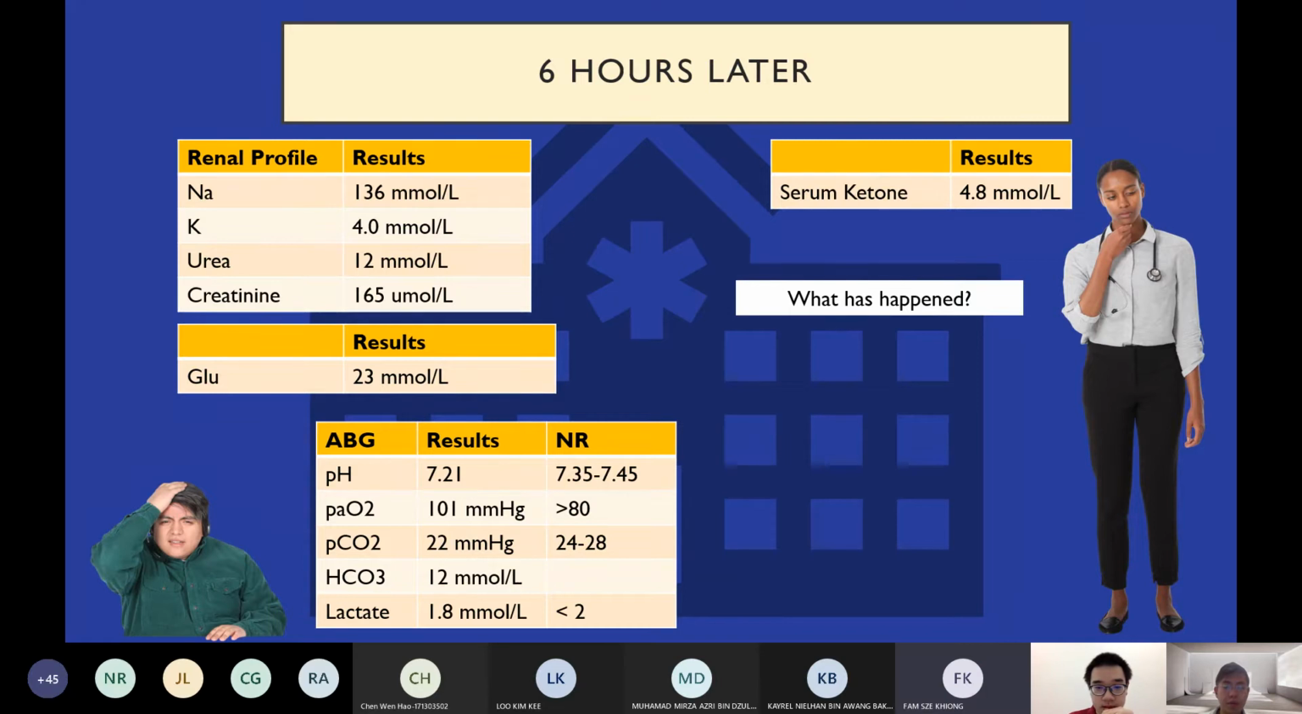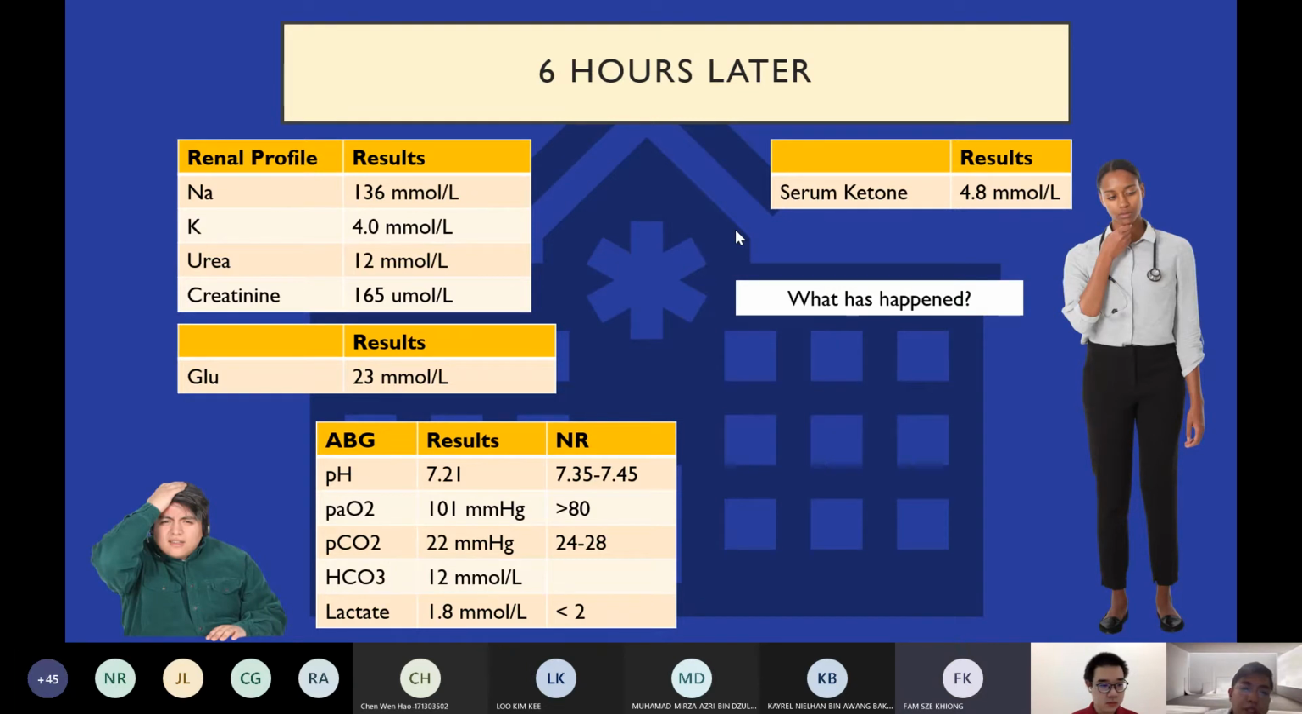Okay, so from the renal profile, it seems to be normalizing. The sodium is back towards the lower limit of the normal range. And the urea is also improving, however, it's still slightly higher. The creatinine as well. And from the ABG, the patient is still acidotic, but not as severe as the previous blood results. Anything else? Not that I can appreciate.